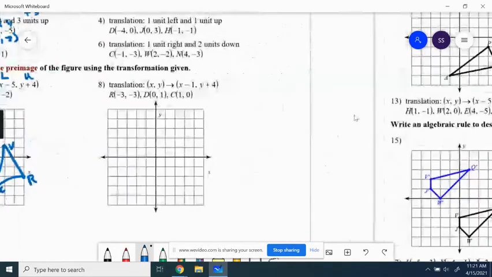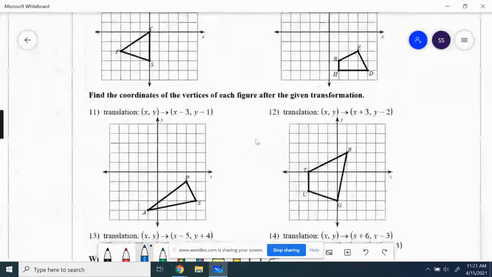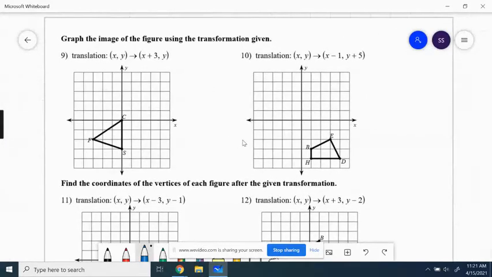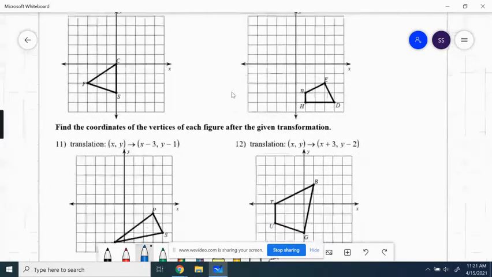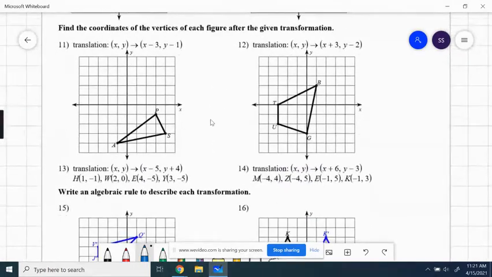All right, let's move on to the back side of your practice problems. So it looks like 9 and 10 are pretty similar to stuff we've already done. 11 and 12 look about the same as well.